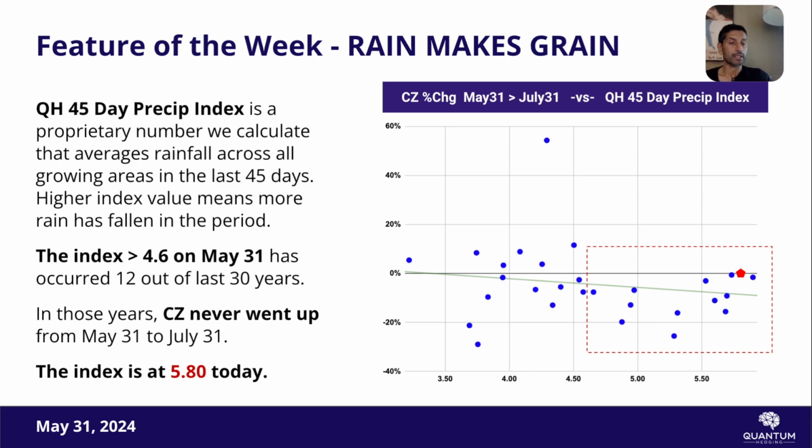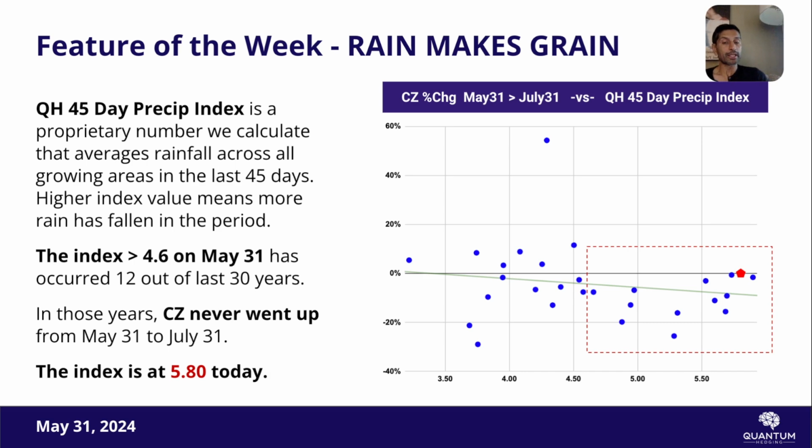So those 2 months, June and July, right? So from May 31st to July 31st, what did the futures contract do in the last 30 years relative to how much precipitation fell in the last 45 days? And if you look at that red box, just a little dash box that I've outlined, when the index was greater than 4.6, so this is more rainfall, right?